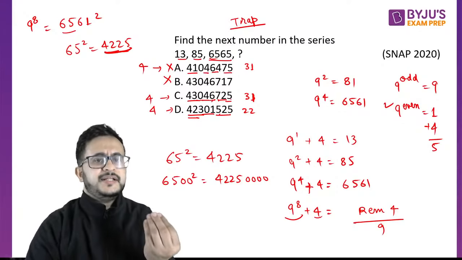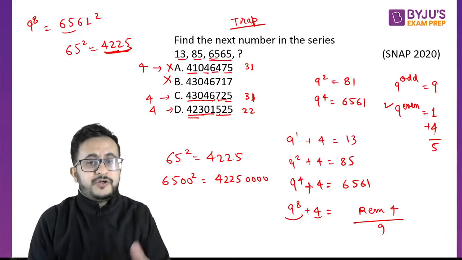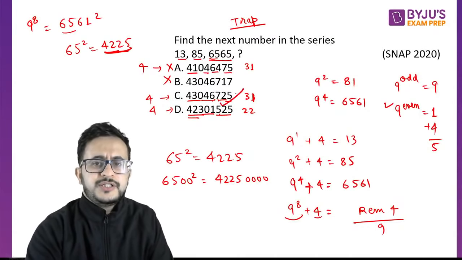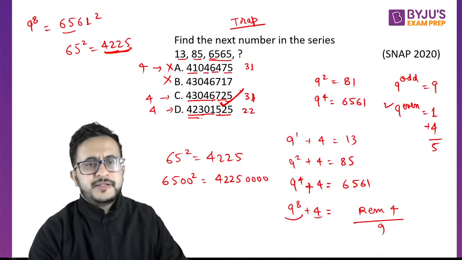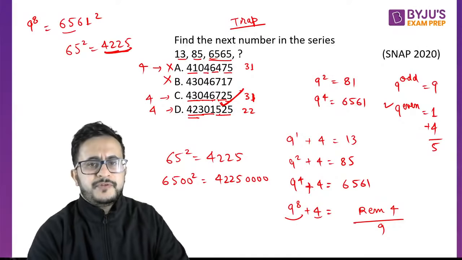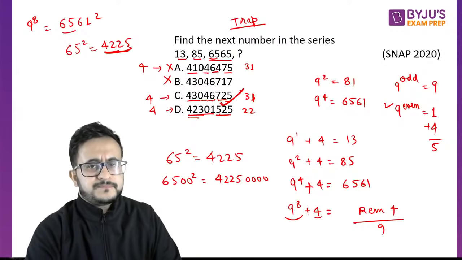Now that is the challenge, right? In the examination it is difficult to calculate, right? It will take a long time to calculate. So instead of calculating, you can just use that logic and mark C as the answer. If you calculate it, you will get this number, 6721 will be the square, and you can mark this as the answer.